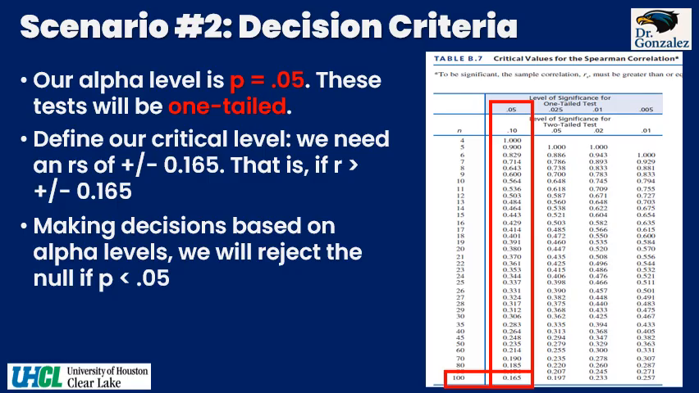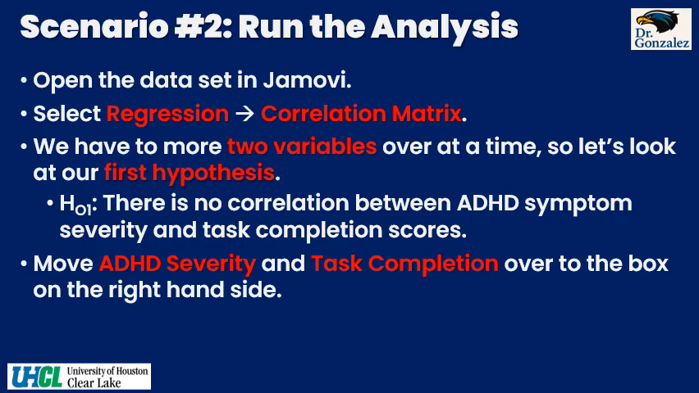So go ahead and open up that data file that is in Canvas about ADHD. All right, you're going to go to the same place. You're going to go to regression, correlation matrix. We're going to move over 2 variables at a time. Our first hypothesis is that there is no correlation between ADHD symptom severity and task completion scores. So you're going to move ADHD severity and task completion over to the box on the right-hand side.